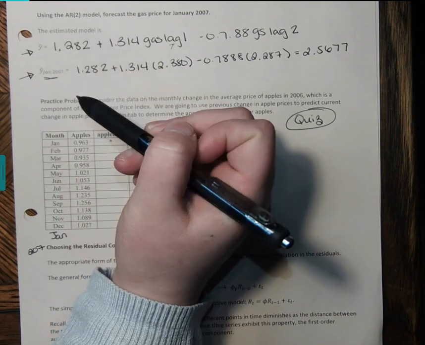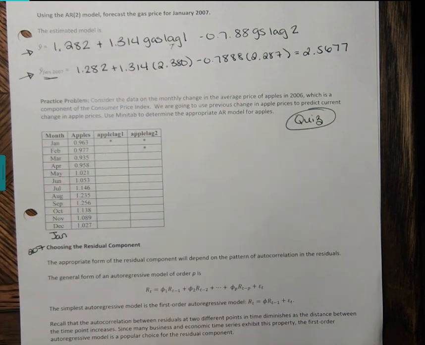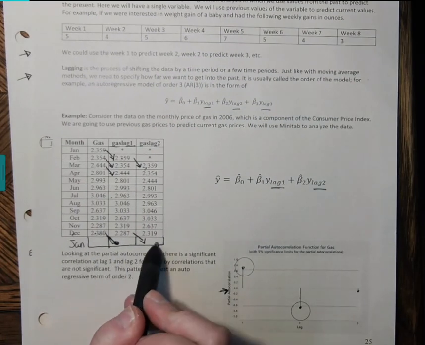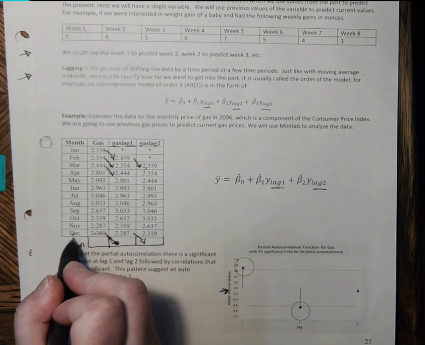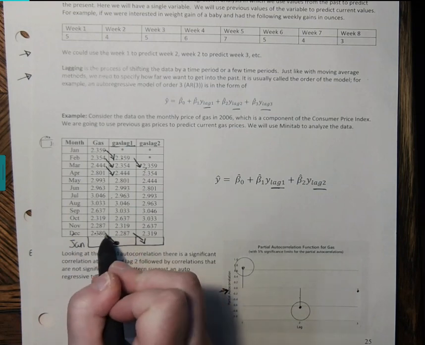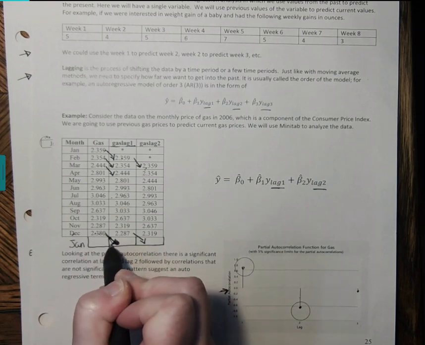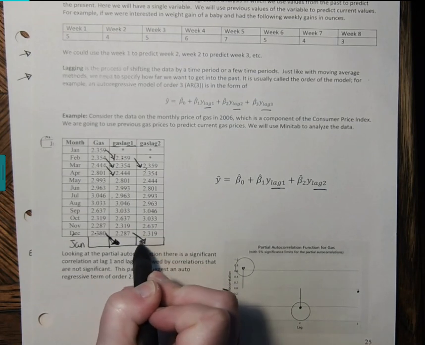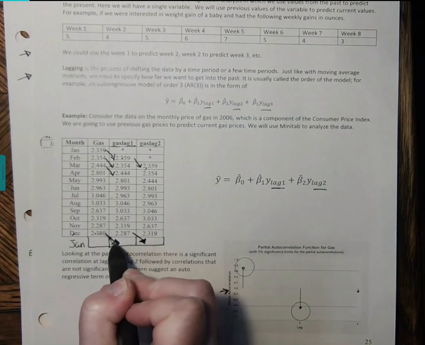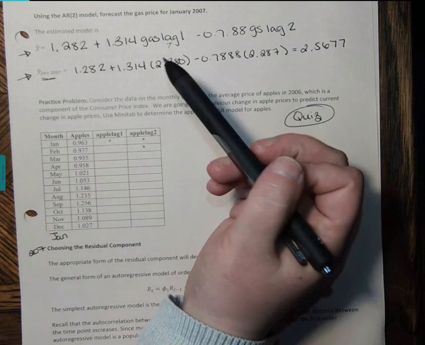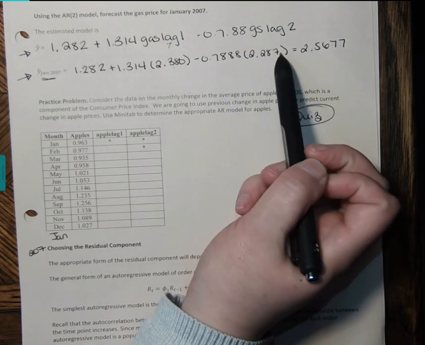Next, to get our prediction for January 2007, notice if we go back and look at our data set, if we were to create a new row at the bottom of the table, the next value would be January for 2007. So to get our gas lag 1, we're shifting this piece right here down. And to get our gas lag 2, we're shifting this piece over to here. So those are going to be our two values. You'll notice we've substituted in each of those values here and here.